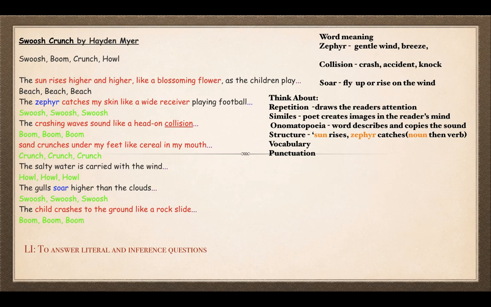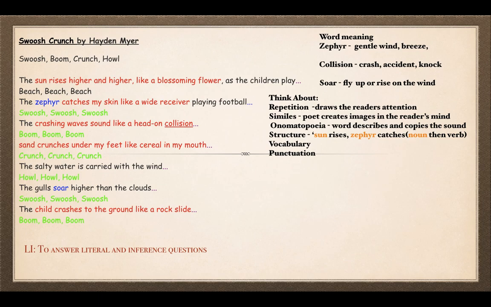And the last word meaning I have there is soar. Soar is another word for fly up or rise on the wind. So I'm going to read the sentence where we find soar, which is in blue. The gulls soar higher than the clouds. Well, birds generally like to fly very high up in the sky. And they can do that especially if there's a warm breeze.